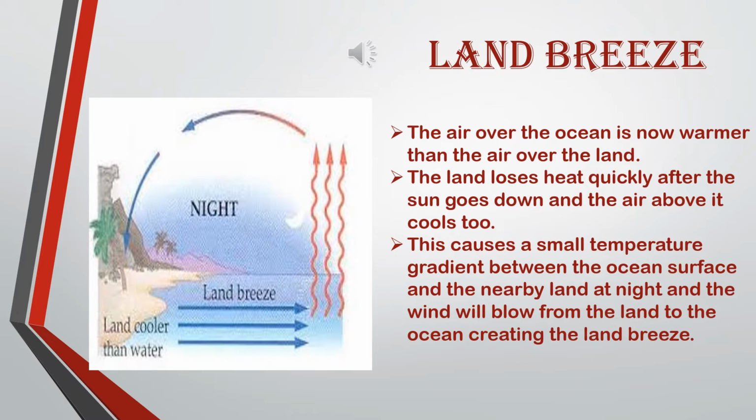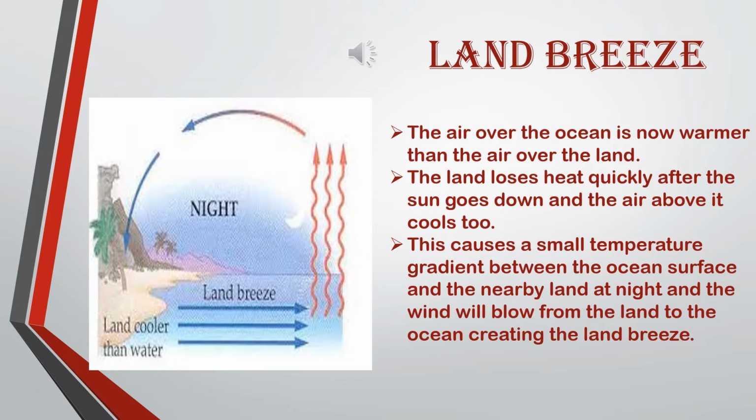What is land breeze? A good absorber of heat is also a good radiator. So during night, land radiates more heat than the sea and becomes cooler. As a result, hot air above sea moves up and air current rushes from land towards sea. This is known as land breeze.